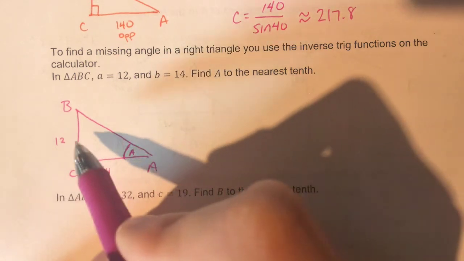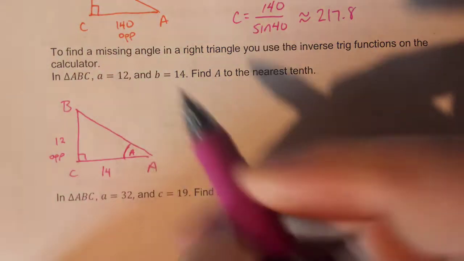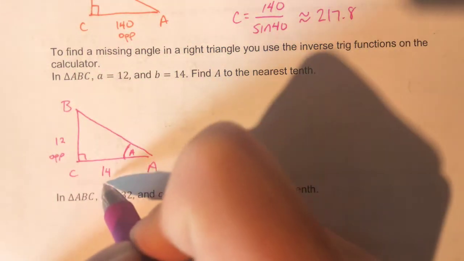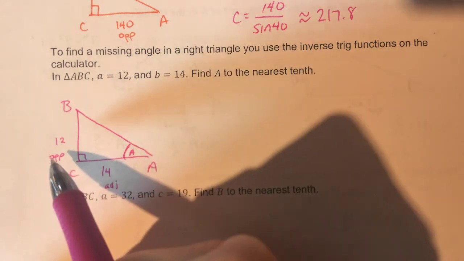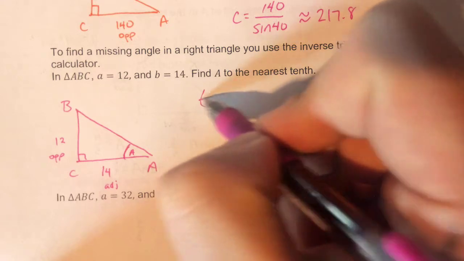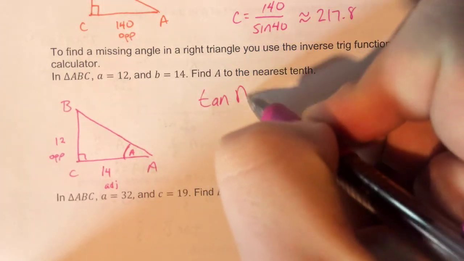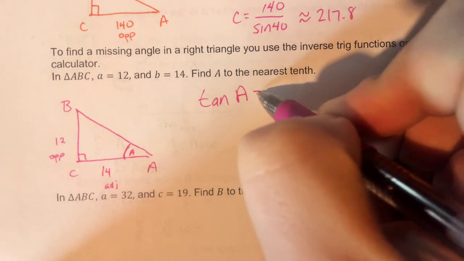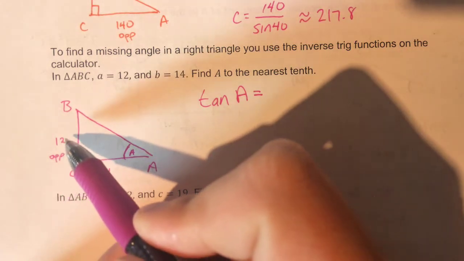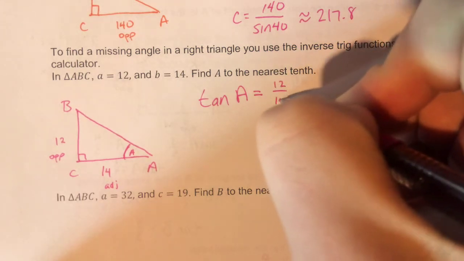According to this angle, is 12 opposite, adjacent, or hypotenuse? It is, of course, opposite. And 14 is adjacent. So then again, which trig function uses opposite and adjacent? So again, it's tangent. This time we don't know our angle, so it's going to just be that capital A equals the opposite side over the adjacent side, 12 over 14.